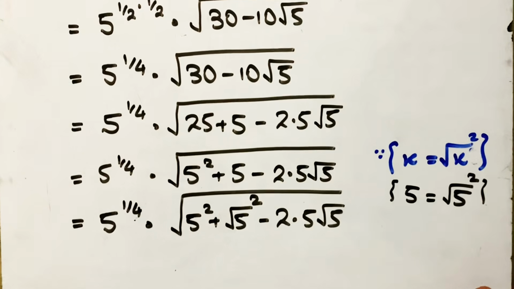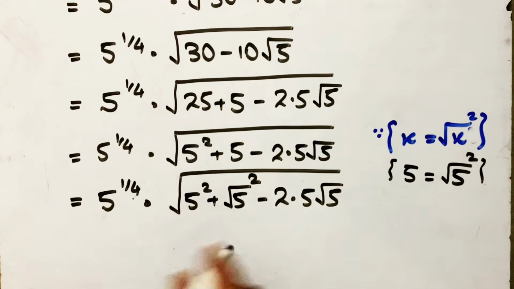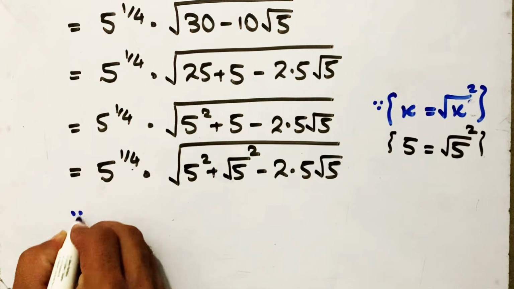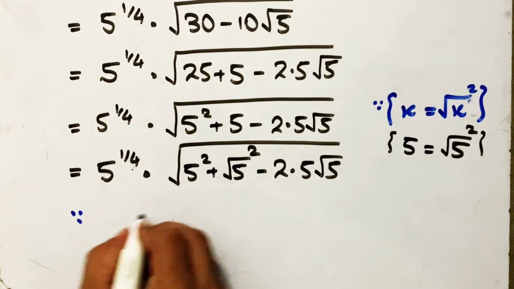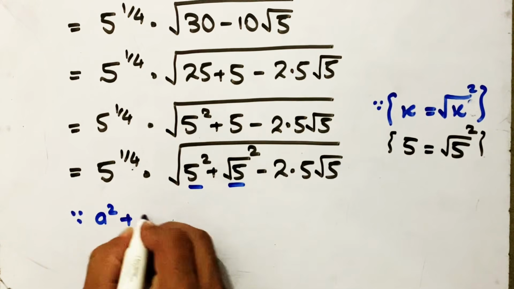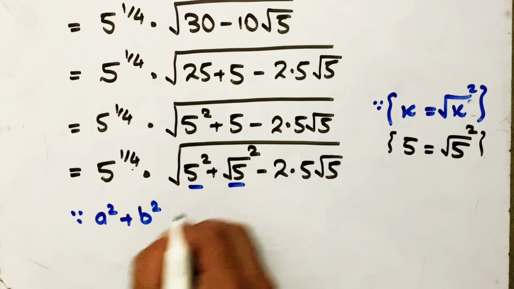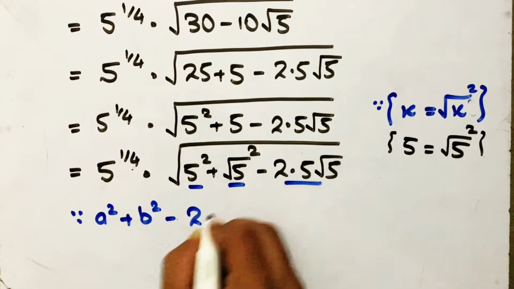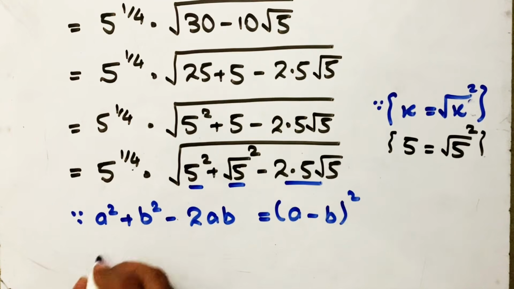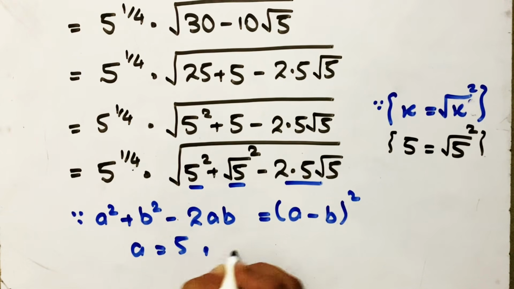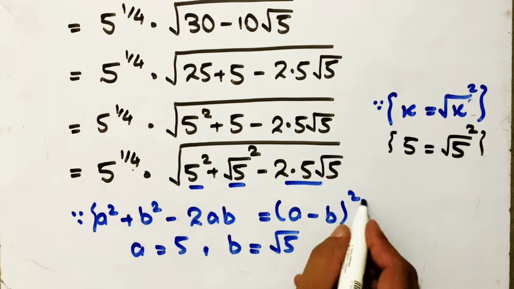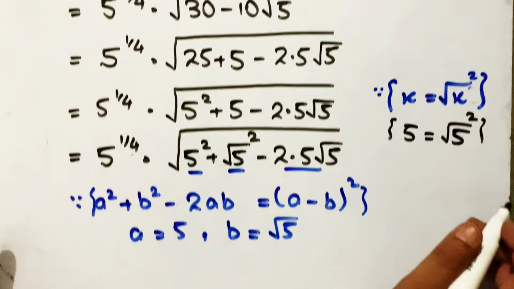This is the square of a difference identity formula. The formula is a squared plus b squared minus 2ab, which equals a minus b whole squared. So a is equal to 5 and b is equal to the square root of 5. Our equation becomes a minus b whole squared.